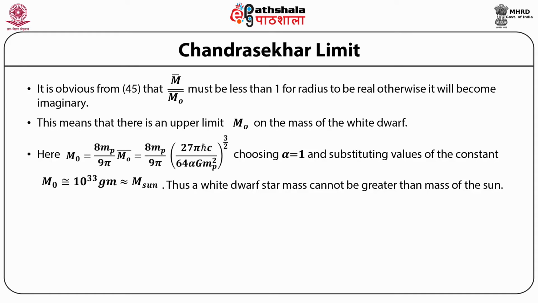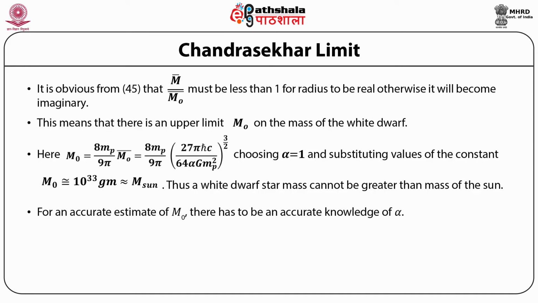Choosing α equal to 1 and substituting values of the constants, M0 is approximately equal to 10^33 grams, which is the mass of the sun. Thus, a white dwarf star mass cannot be greater than the mass of the sun. For an accurate estimate of M0, there has to be an accurate knowledge of α.